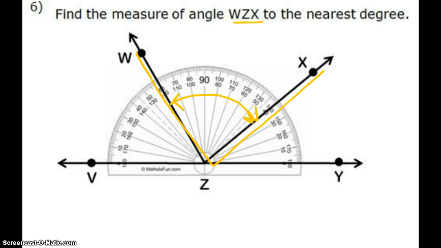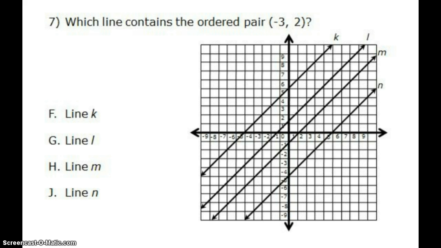So there's 10 degrees, 20, 30, 40, 50, 60, 70, 80 degrees. That's an acute angle. It's an 80-degree angle. That's it. All right, number 7, which line contains the ordered pair negative 3, 2?